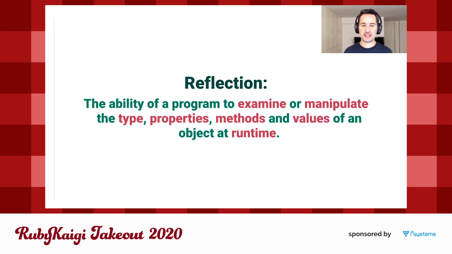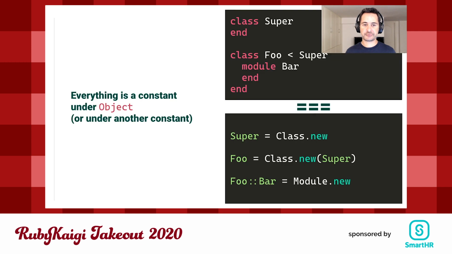Reflection as a concept is the ability of a program to examine or manipulate the type, properties, methods, or values of an object at runtime. And we actually do that a lot in our Ruby programs. You might not be aware of it, but every time you call define_method or every time you call alias_method, you're actually doing reflection. So we'll just be using the introspection part of reflection to read what these things are and not change them, to get all the information that we want.